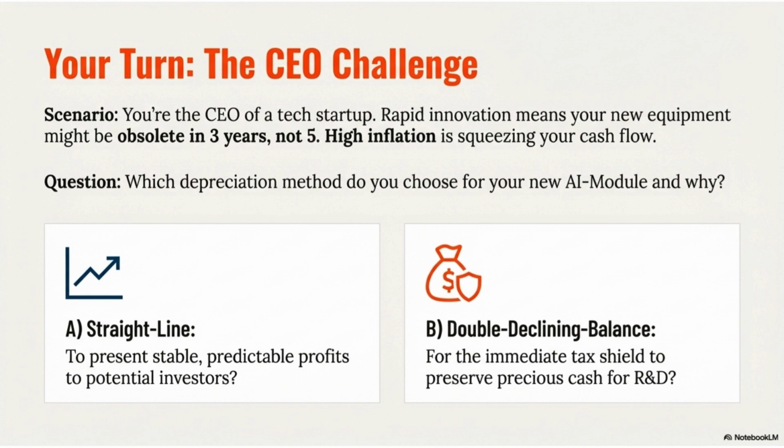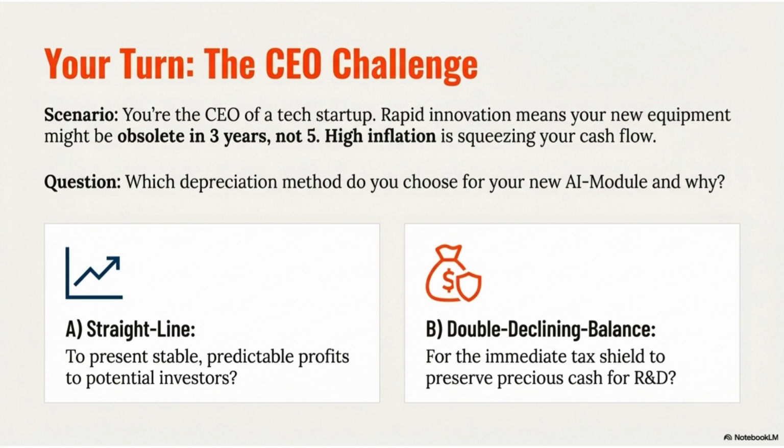Which brings us to our final challenge for you. We want you to think like a CEO making a really high-stakes decision. So imagine you're the CEO of a tech startup. You just invested heavily in a new AI platform. Inflation is high, which is squeezing your cash. And you know this tech could be obsolete in 3 years, not the 5 you originally planned for. You need maximum cash preservation right now. So which depreciation method do you choose?